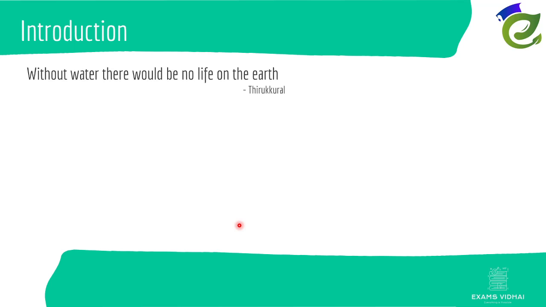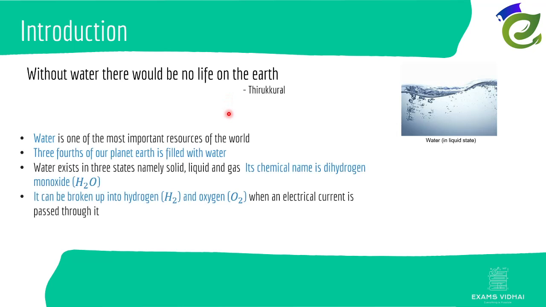The introduction. Without water, there would be no life on earth. You could have noticed this. It would be the first ever statement in the chapter Light of the 8th standard Samacheer textbook. The reason for this being the very first statement is to amplify the importance of water in our daily activities. Water is one of the most important resources of the world.